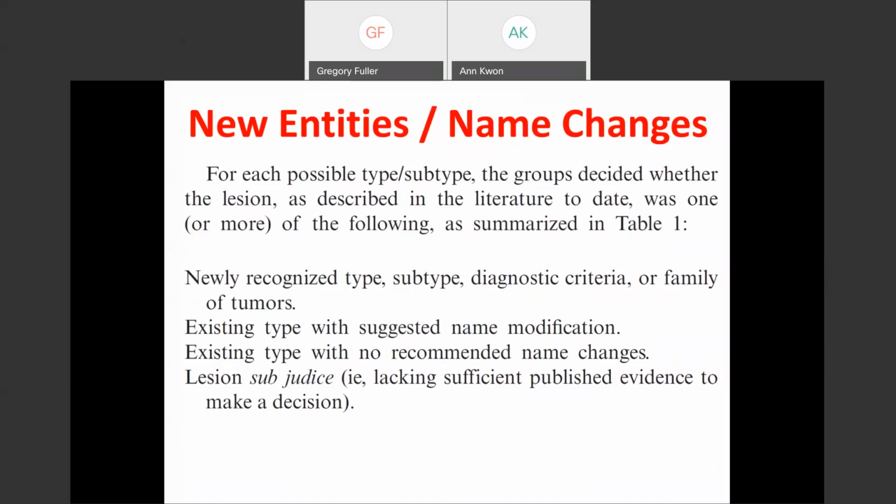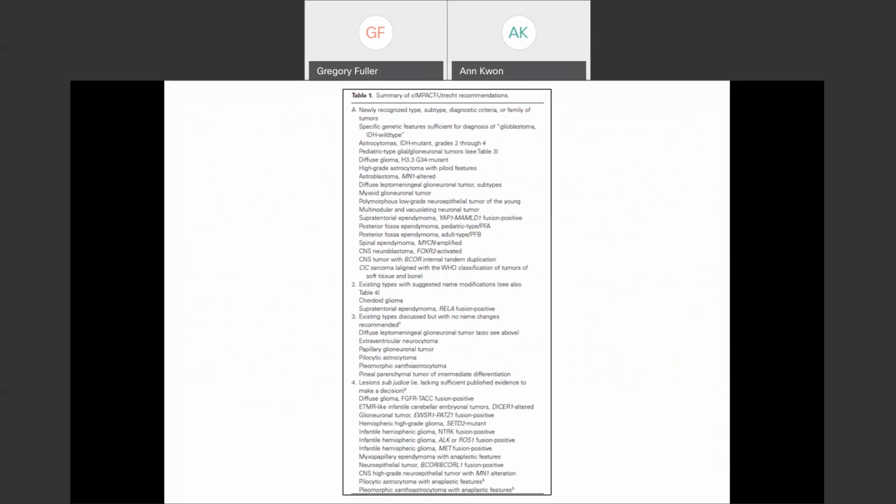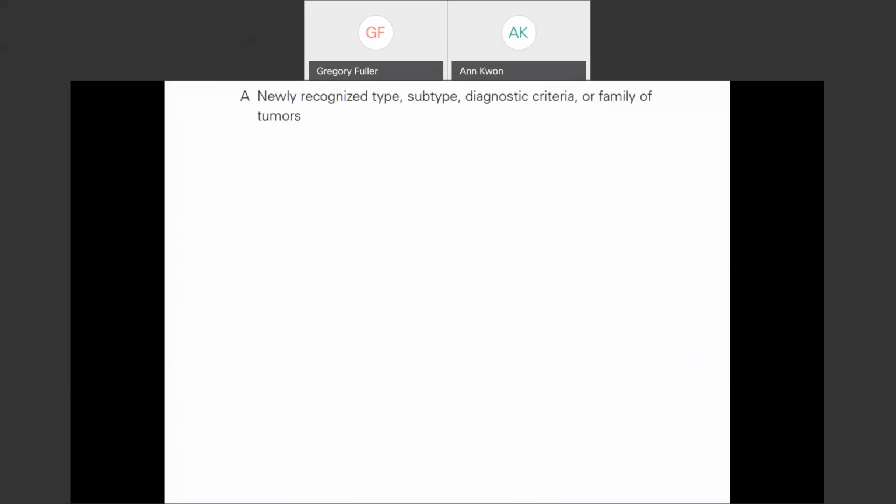We're going to look at it. All right. Sub judice means lacking sufficient evidence. All right. Now look at this. This is the entire list that was looked at. All right. Let's go through them category by category. We're going to go pretty quick.